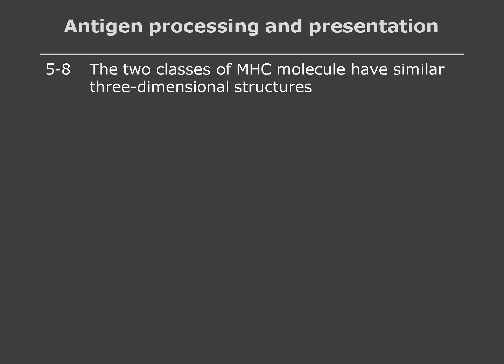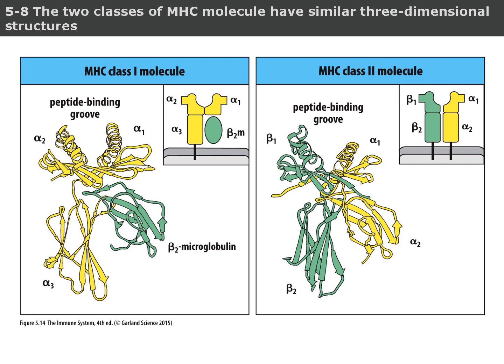The two classes of MHC molecule have similar three-dimensional structures. This figure compares the three-dimensional structures of major histocompatibility complex class I and class II molecules. On the left, class I consists of a heavy alpha chain with 3 domains, alpha 1, 2, and 3, paired with a beta 2 microglobulin.